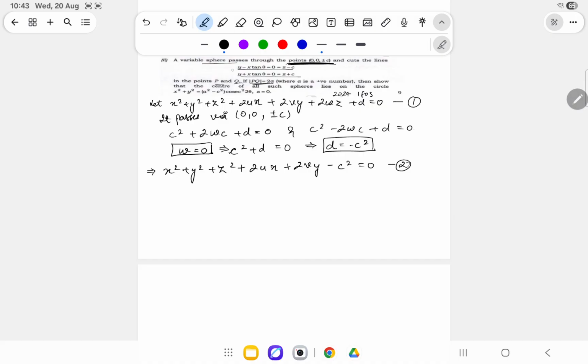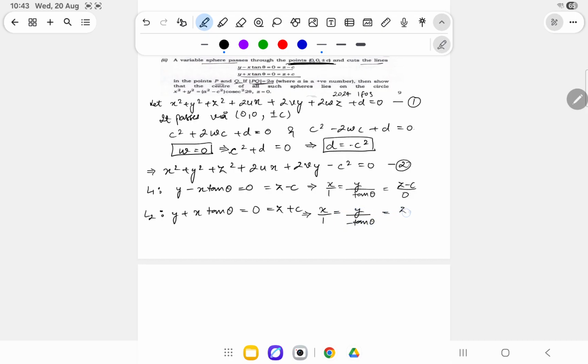Also it says that the variable sphere cuts these lines. My line L1 is y minus x tan theta equals 0 equals z minus c, and my line L2 is y plus x tan theta equals 0 equals z plus c. So I can just simplify these into symmetrical form. What I'll get is x by 1 equals y by tan theta equals z minus c by 0, and for line L2 I'll get x by 1 equals y by minus tan theta equals z plus c by 0. It is given that my line L1 touches the sphere 1 at point P and line L2 touches it at point Q.